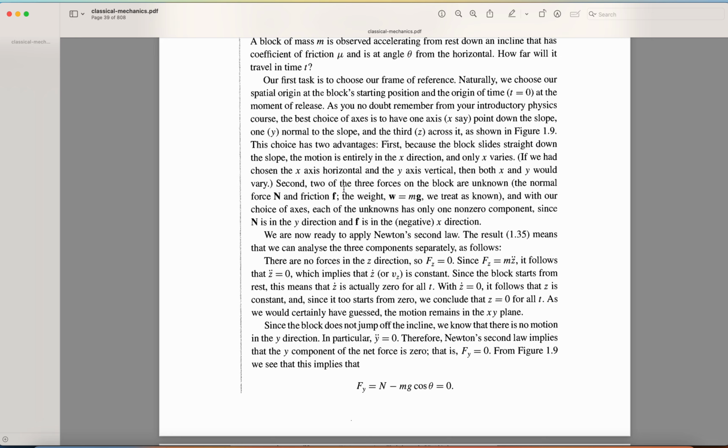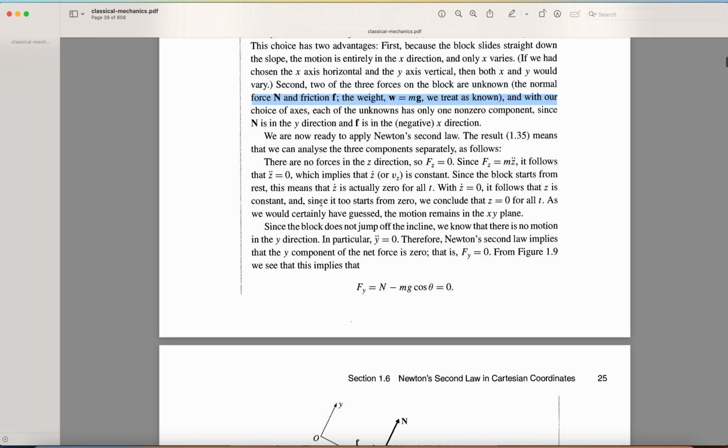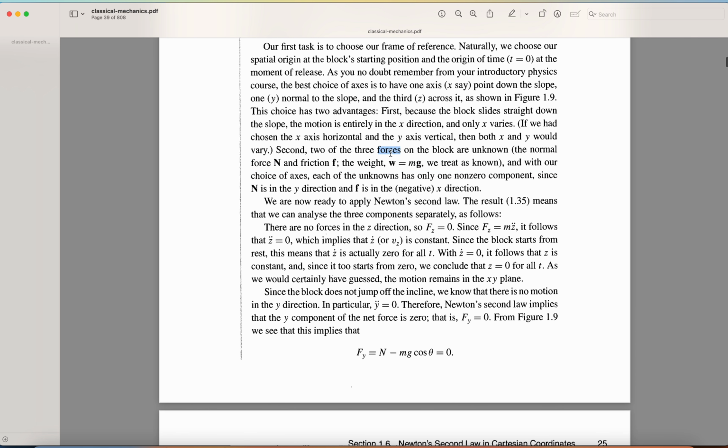Two of the three forces on the block are unknown, the normal force and the friction. Wait, wouldn't this mean that two of the three forces are unknown, not known? I guess that's a typo, right?